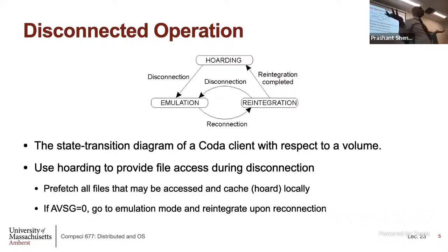Now, it's clear that you can't store all the files on the server locally. You just don't have enough disk space. But the idea is, if you know the typical files a user accesses commonly, maybe it's their home directory, or some commonly accessed files from the home directory, you hoard those files. So you have to make sure that you're getting the right set. You are in hoarding state when you're connected to the network. You are just downloading files.